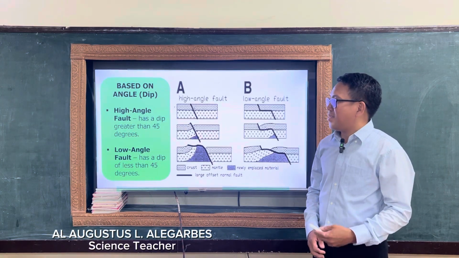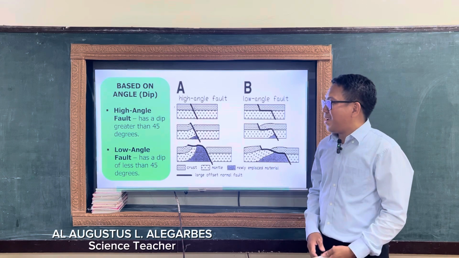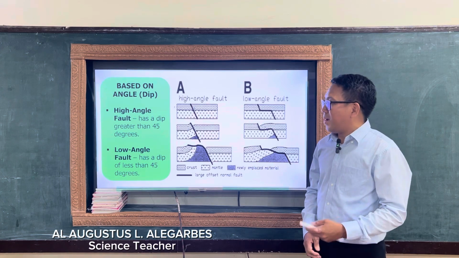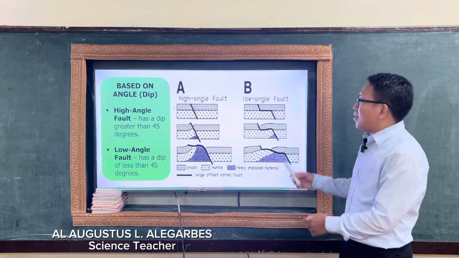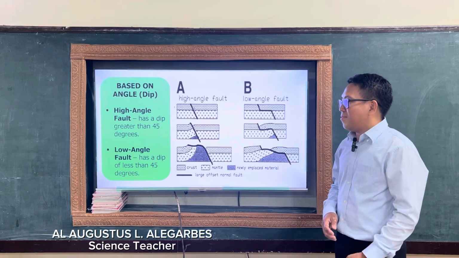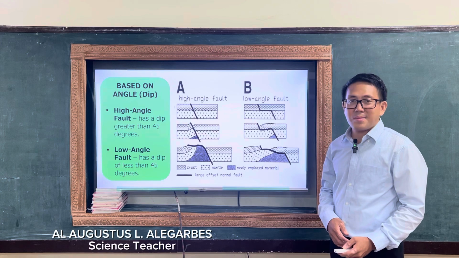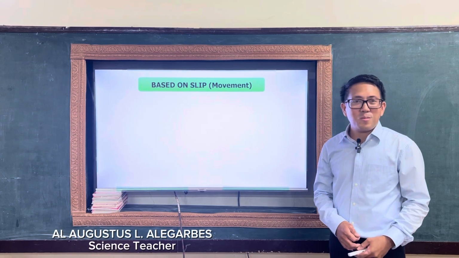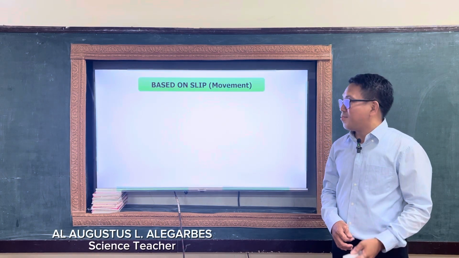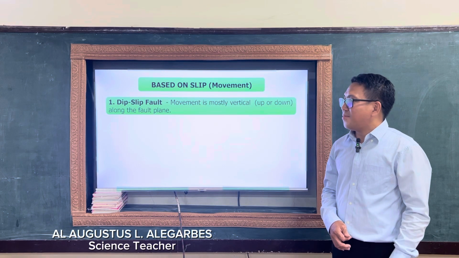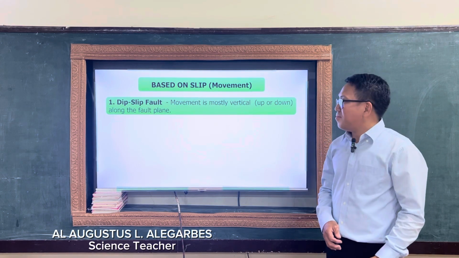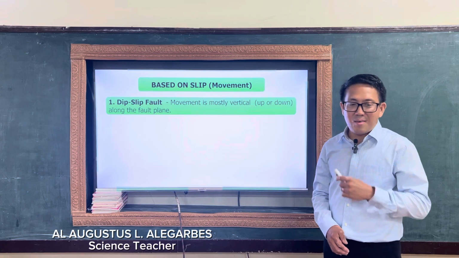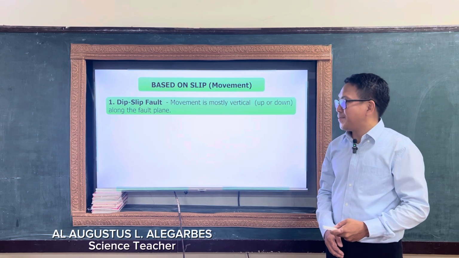Based on angle or dip, we have the high angle fault, where it has a dip greater than 45 degrees, and the low angle fault that has a dip of less than 45 degrees. The second one is based on slip or movement. The first one is the dip slip fault. The movement is mostly vertical, or up and down, along the fault plane.